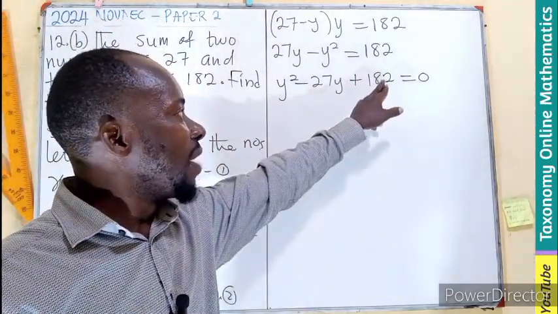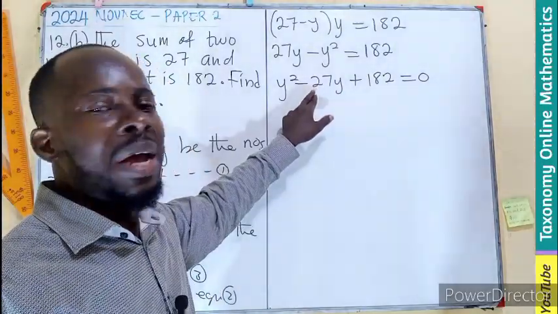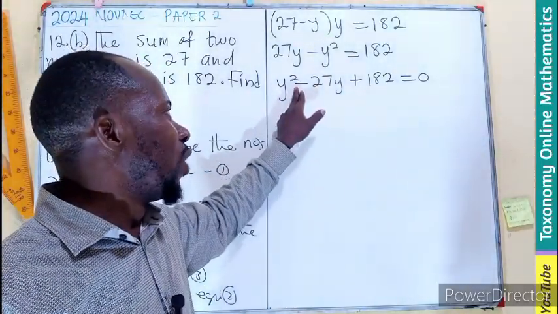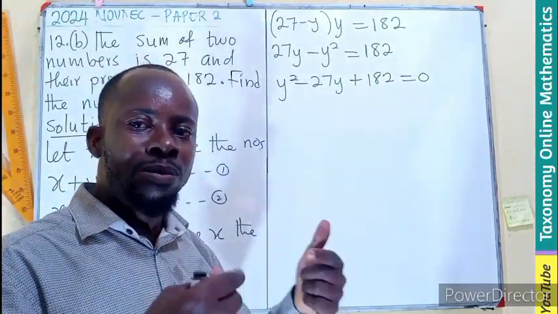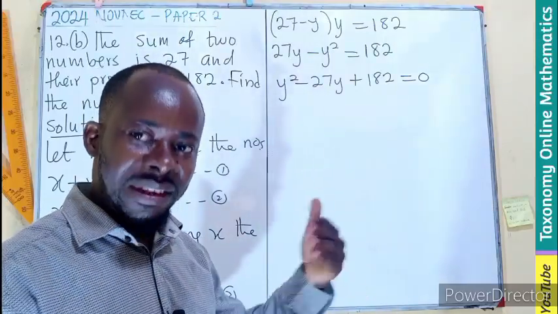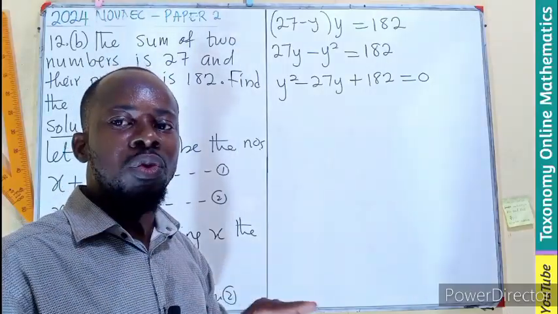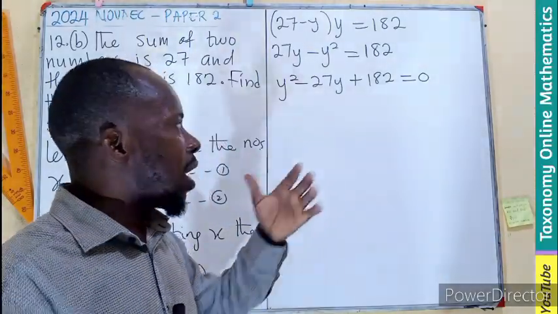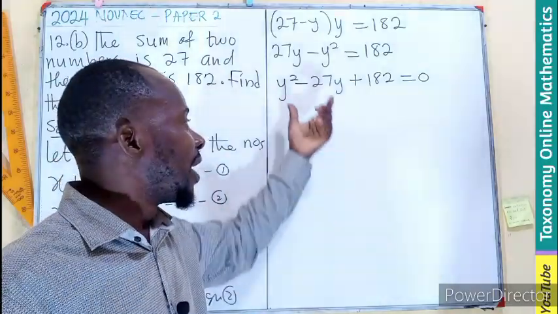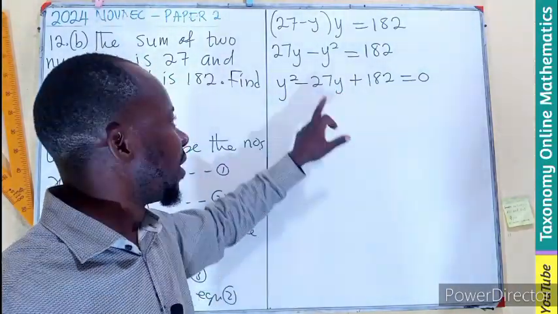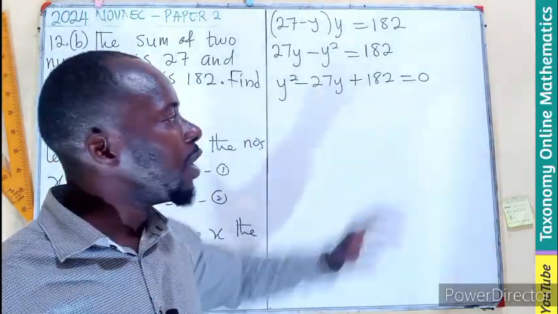What do we do? We find factors of 182. When you add those factors, you should get 27. Now, this value being negative and here being positive means that the two factors we are looking for must both be negative. Because negative times negative gives rise to a positive answer. Then a negative plus negative also gives rise to a negative answer. Alright. Now, when you take your time and list all the factors, I'm just going to go straight forward to those factors. I can see that 13 plus 14 gives rise to this. And 13 times 14 also gives rise to this. So I'll go straight forward with those factors.